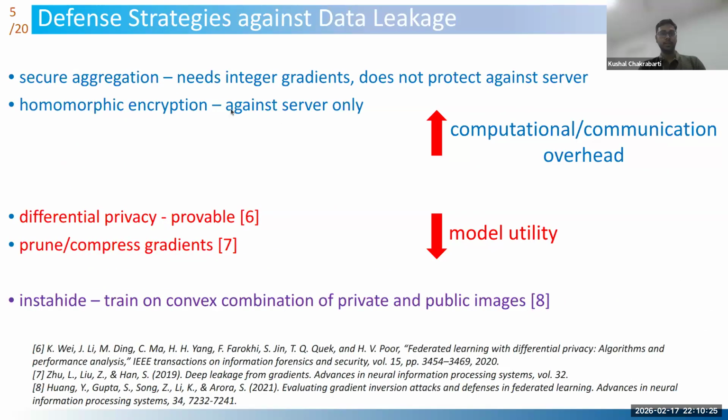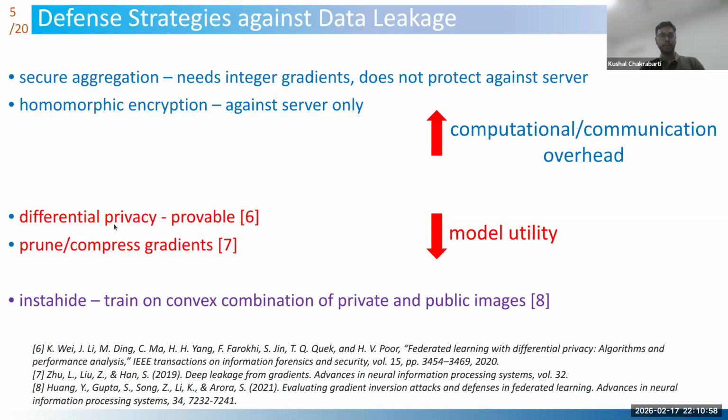Now, just to summarize, what kind of defense strategies are there particularly for the data leakage problem? So there is this classical cryptographic based method like homomorphic encryption or secure aggregation. But the downside is that they incur a large amount of computational and, most importantly, a large communication overhead, and that is not very good in federated learning, because federated learning came up as a low communication cost paradigm.